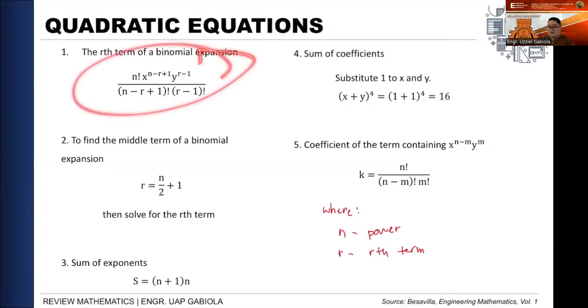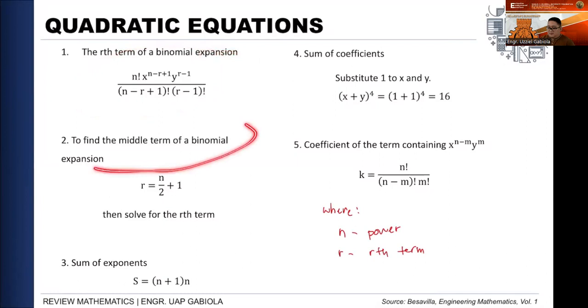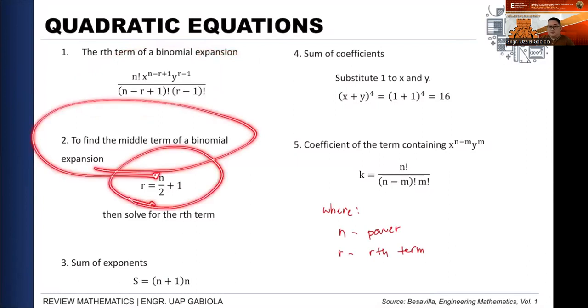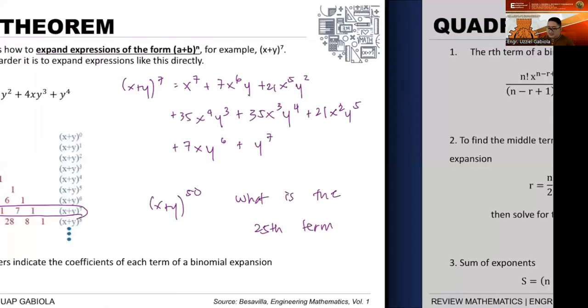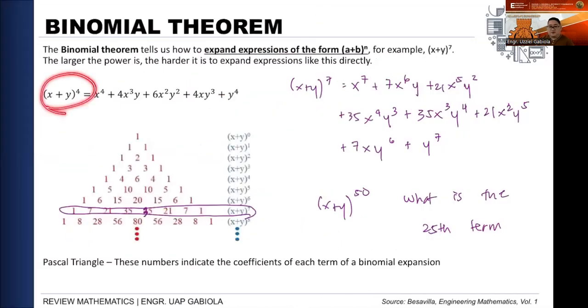And to find the middle term of a binomial expansion, r is equal to n over 2 plus 1. Then solve for the rth term. So, for example, in our given (x + y) raised to 4, if we are asked to find the middle term using our formula, okay? So, r is equal to n over 2.